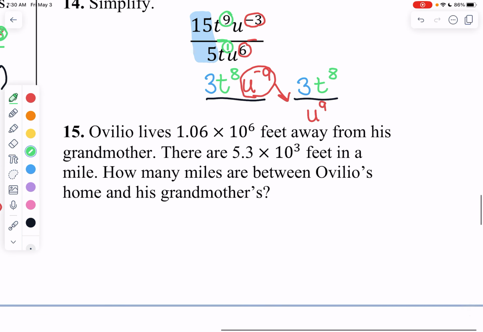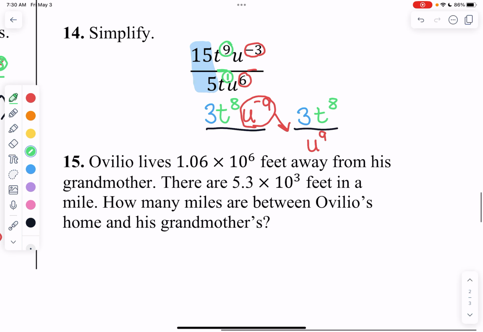We got Ovilio lives 1.06 times 10 to the power of 6 feet away from his grandma. There are 5.3 times 10 to the power of 3 feet in a mile. How many miles are in between Ovilio's home and his grandmother's?